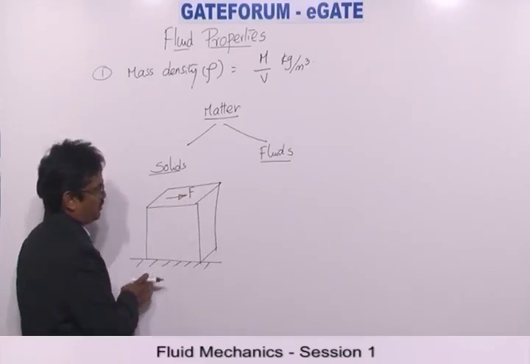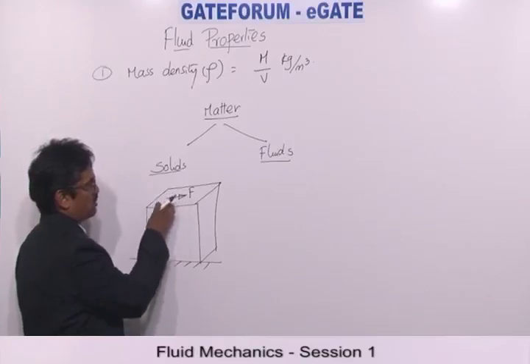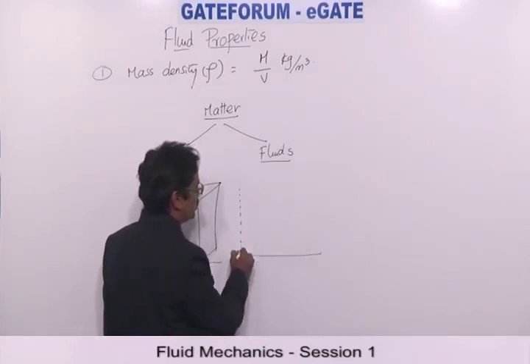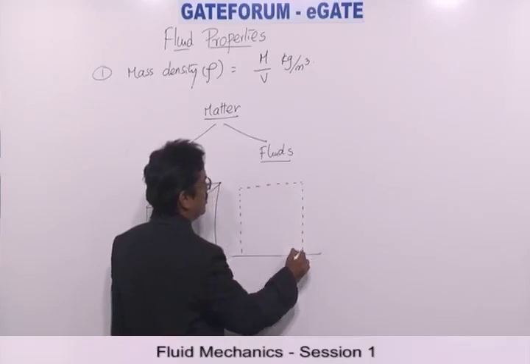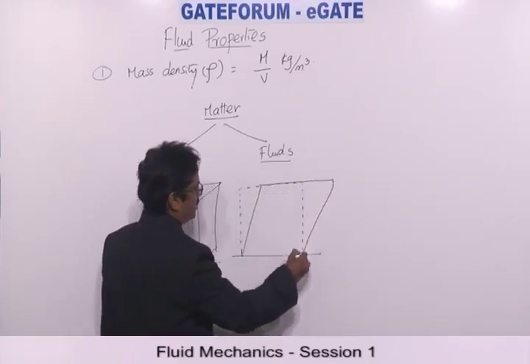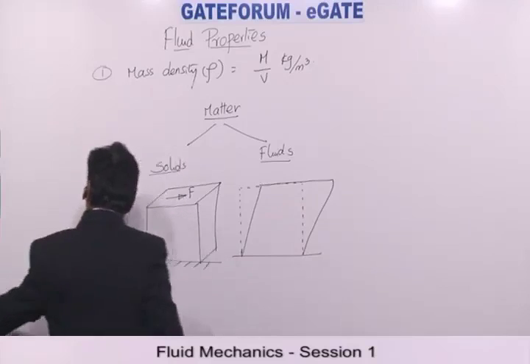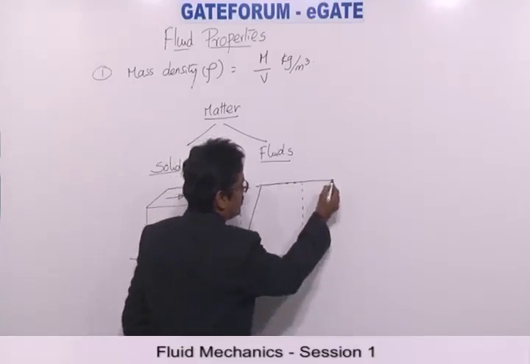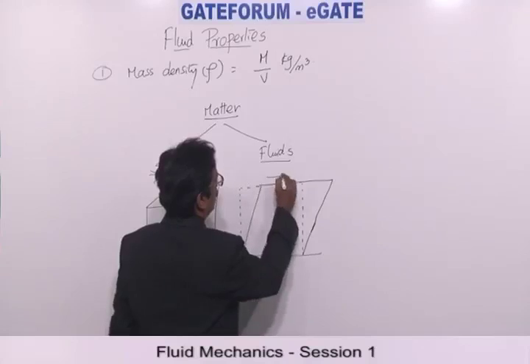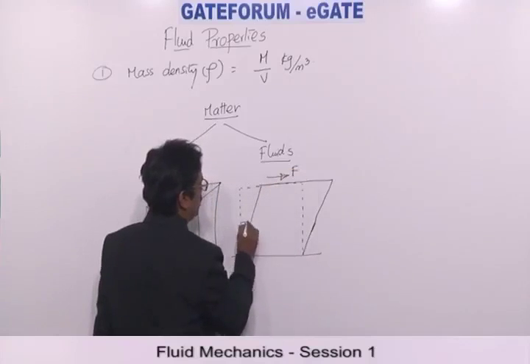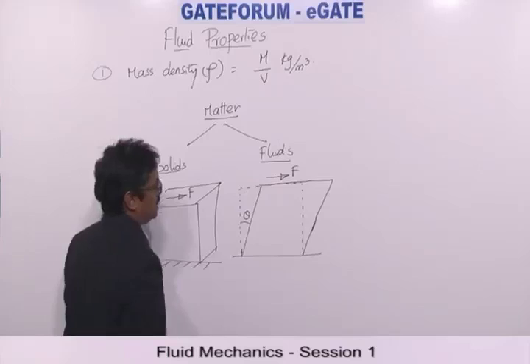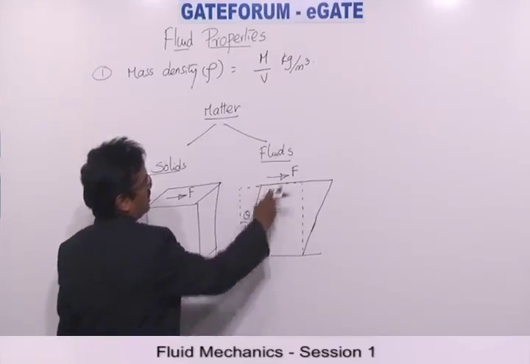Supposing you take a solid block like this, if you exert a tangential force or shear force on the top of the block, it would tend to deform in this fashion. If this is the orientation of the block before the force is applied, after the force is applied the block would deform in this manner. This is the deformation we can notice after the exertion of the force on the top surface of the block. We could call this theta the shear deformation, which is because of the shear force F acting on the top surface of the solid block.